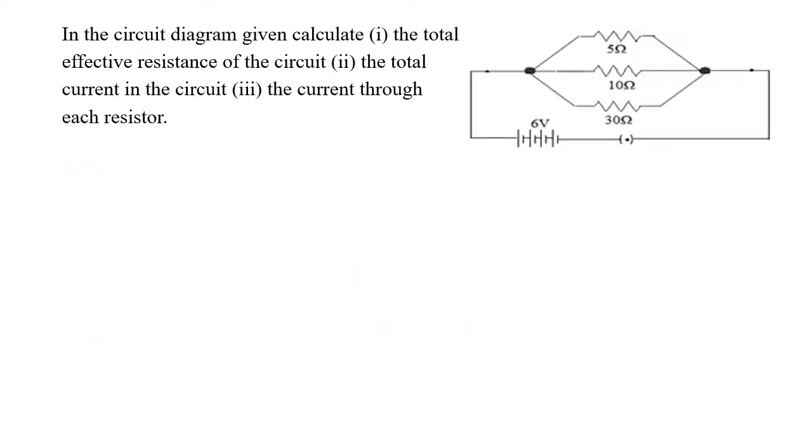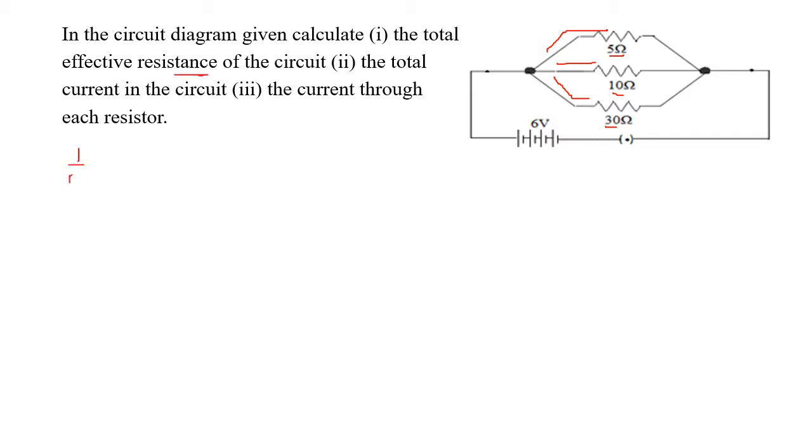Here we are given in the diagram 3 resistances in parallel. Now, how do you know again they are in parallel? Because there are 3 paths for the current to flow, means they are in parallel. You have to first find the total effective resistance of the circuit.